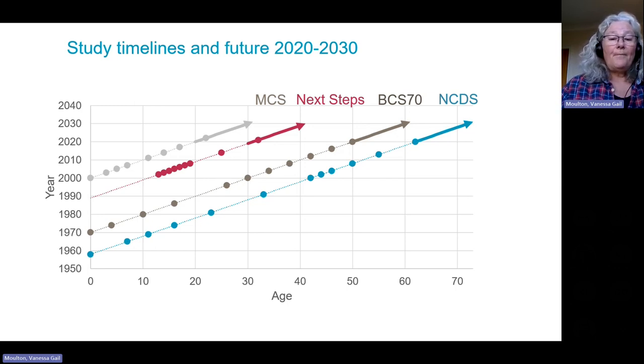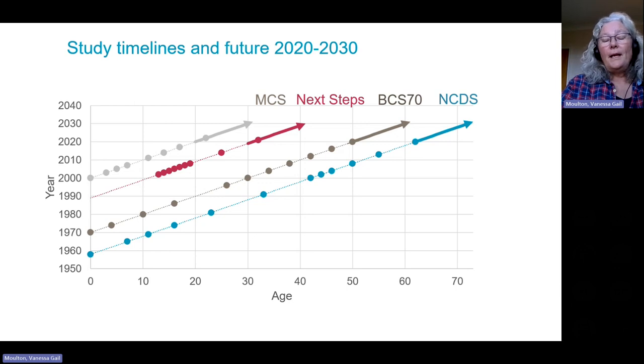Next Steps, from 2004 inclusive, data was collected every year for 7 years in all until they were age 20. And then the last wave was when they were 25. And finally, the Millennium Cohort Study, including the first data collection at 9 months, has 7 sweeps, the last at age 17.